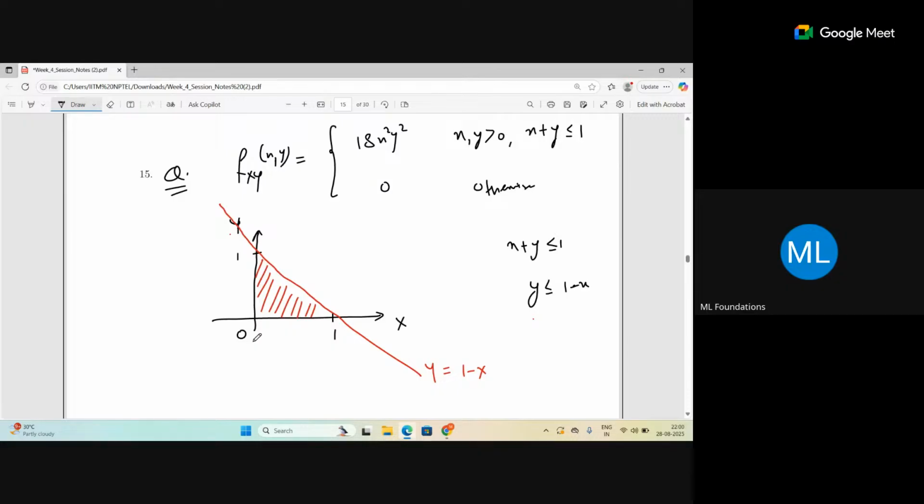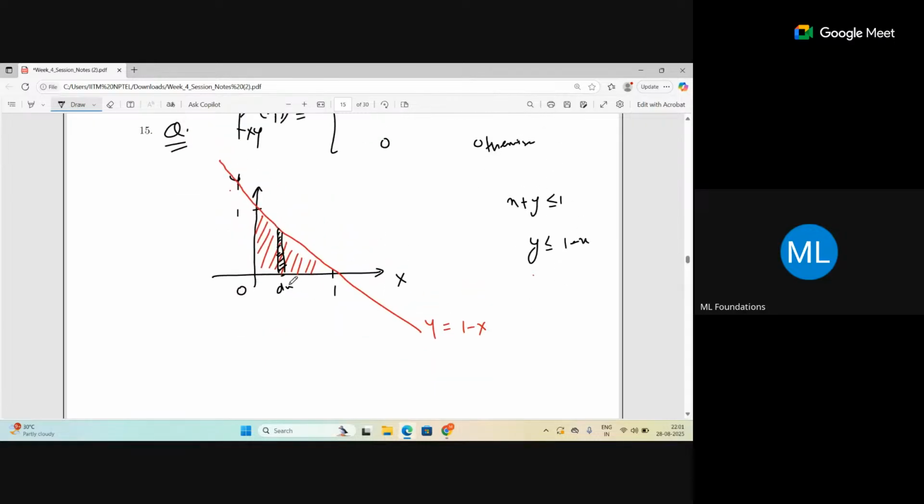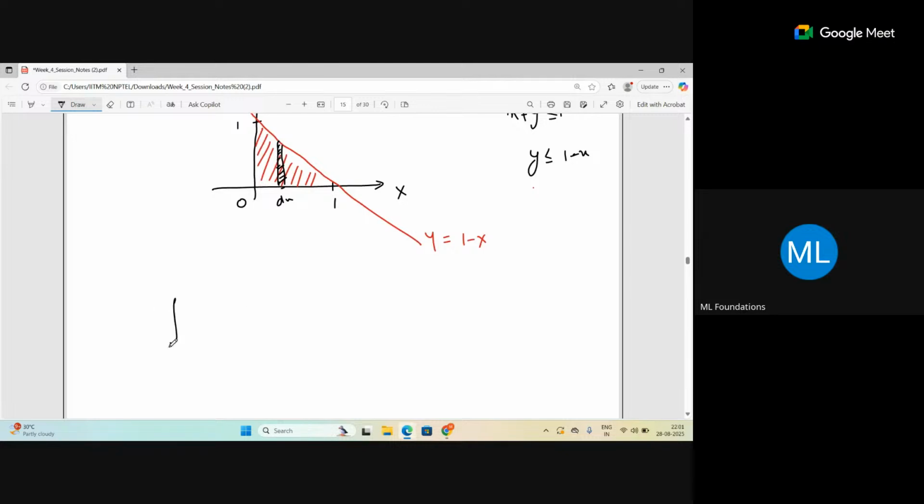Now, how should I check whether this is a valid PDF? I will take a small strip here and call it dx, and integrate over the range of y. So I have to check for the range of x and y, 0 to 1, of 18 x square y square dy dx.